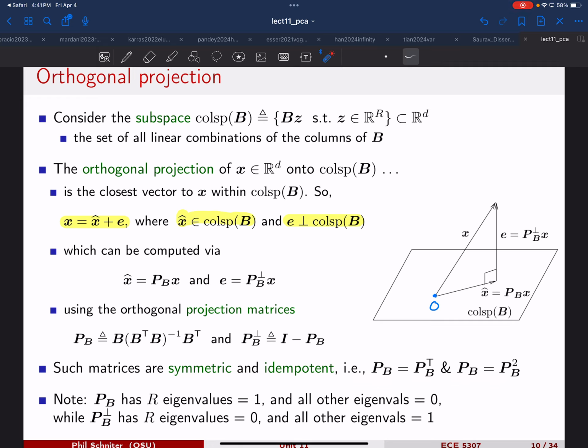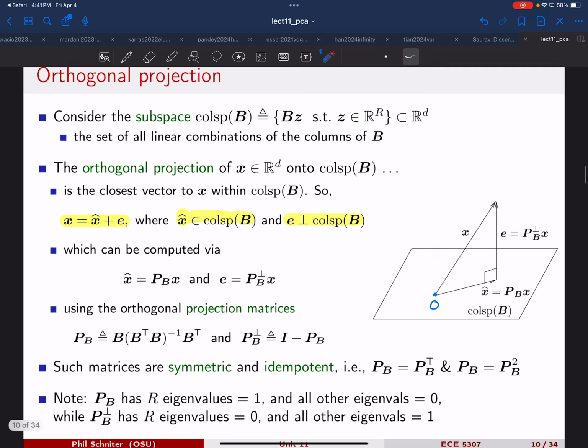Another interesting outcome of this is if you look at the eigenvalues of these matrices, we'll talk more about eigenvalues in a moment, you'll find that this PB has R eigenvalues that equal 1, and all its other eigenvalues are 0. Meanwhile, its complement has R eigenvalues that equal 0, and all the other ones equal 1. This will be useful at some point later in the derivation. So this is the idea behind orthogonal projection. You can think of this using matrix operations where you have these very specific matrices that are symmetric and idempotent.